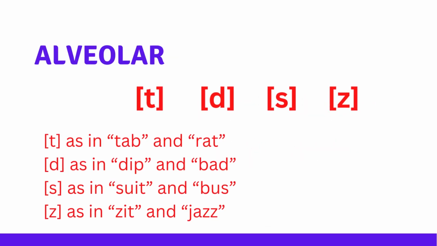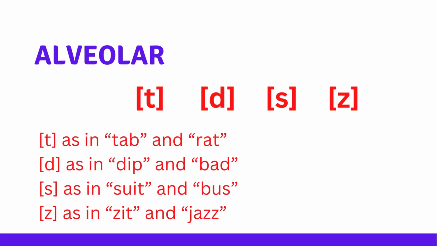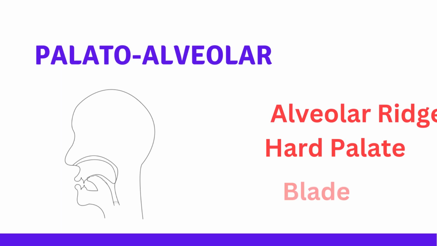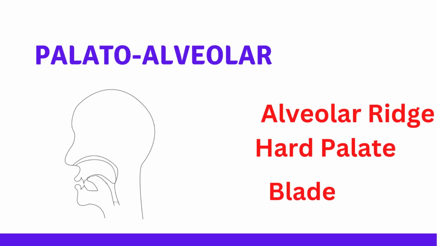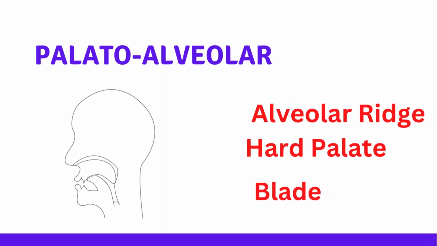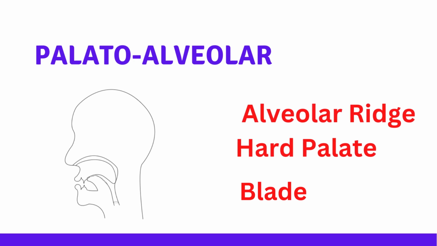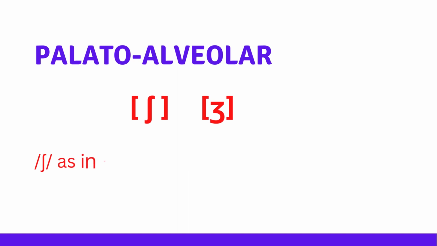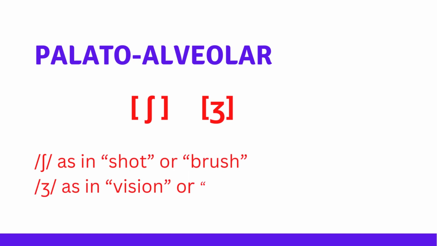Example alveolar sounds are t, d, s, z. Palato-alveolar sounds are produced by the blade of the tongue against the alveolar ridge and the hard palate. Examples are sh and zh. Sh as in short or brush. Zh as in vision or measure.